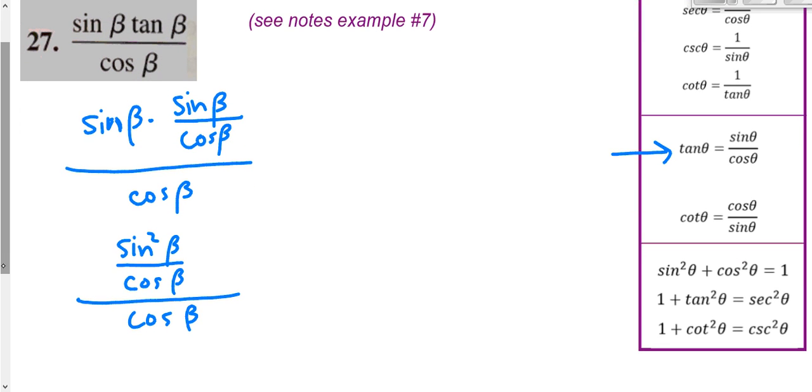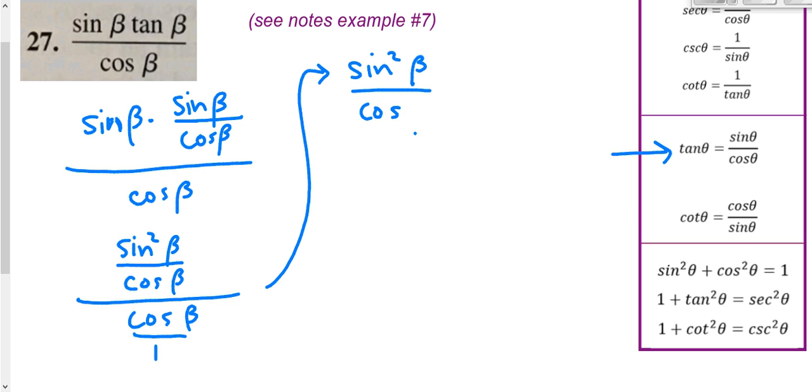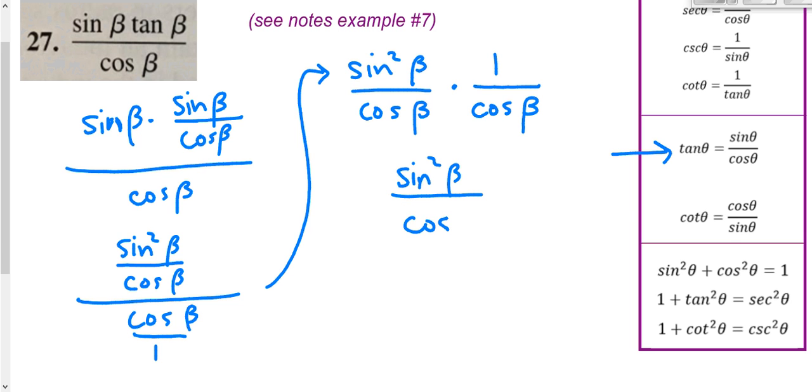Now, let's think of this as the denominator is a fraction too, cosine beta over 1. That way we have a fraction divided by a fraction, and we can change it to the top fraction multiplied by the reciprocal of the bottom fraction. So multiplied by the reciprocal of the bottom would mean multiplied by 1 over cosine beta. So now what do we have? Now we have sine squared beta over cosine squared beta. Sine over cosine is tangent, so this would be tangent squared beta.